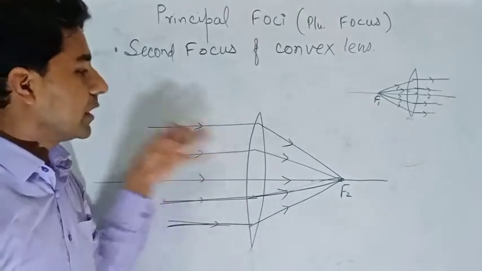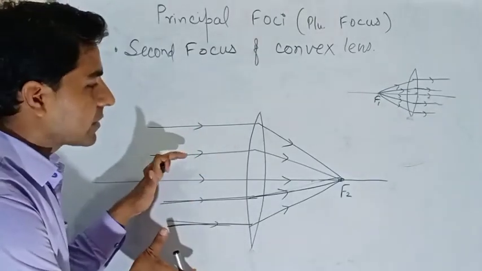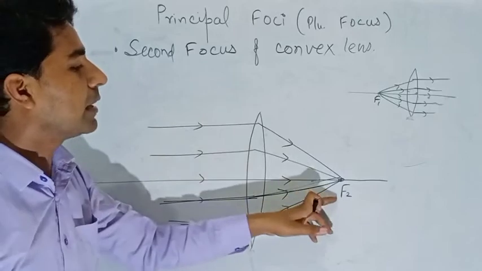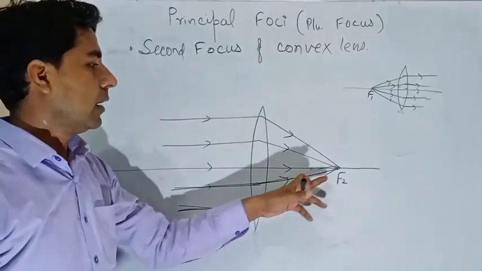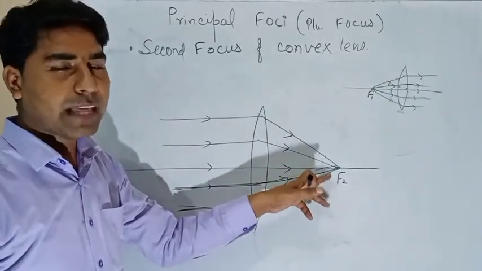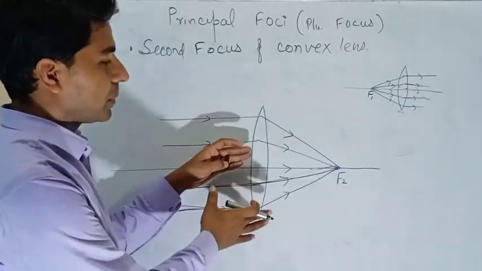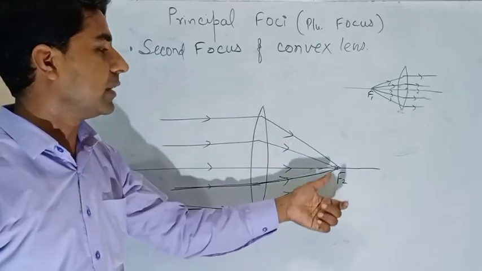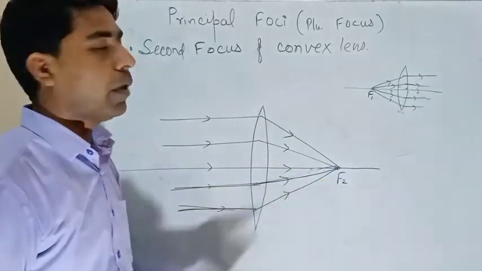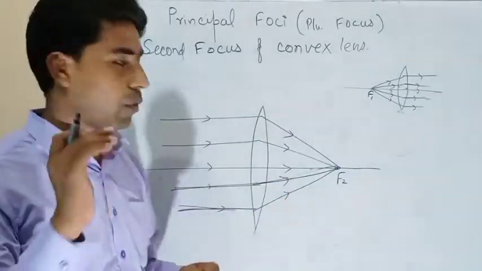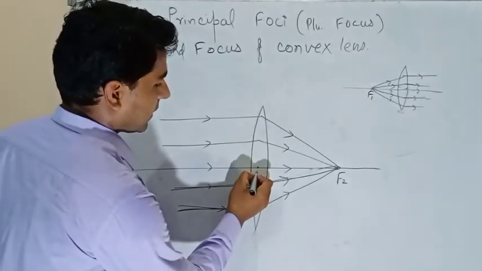So if the rays are coming parallel to the principal axis, after refraction, if they are meeting at any point, so that point is called second focus. Again, the rays are coming parallel to the principal axis. After refraction, they are meeting at any point. That point is called what? Second focus. Again, this will be the optical center of the lens.